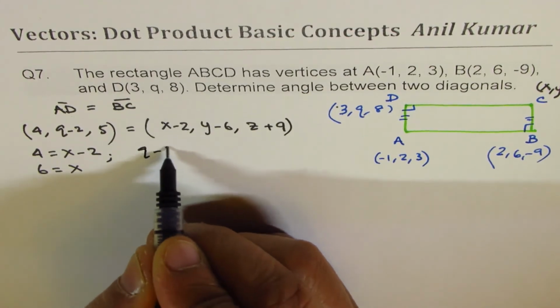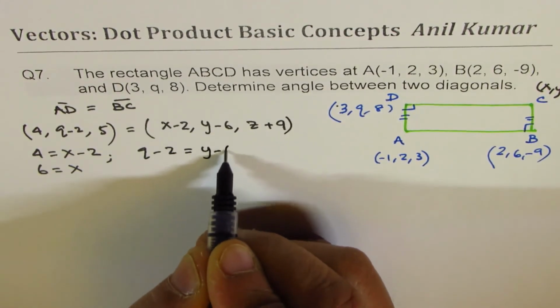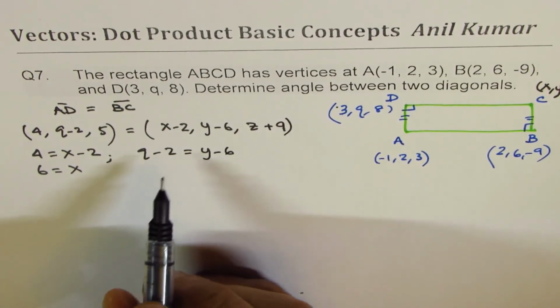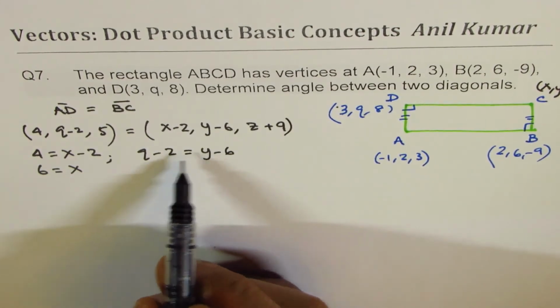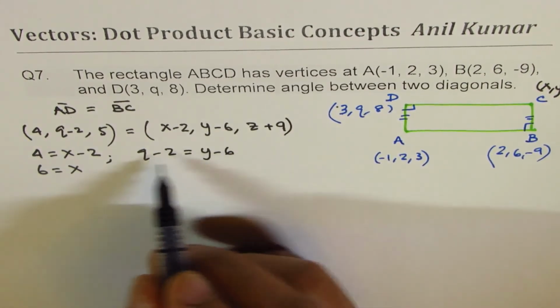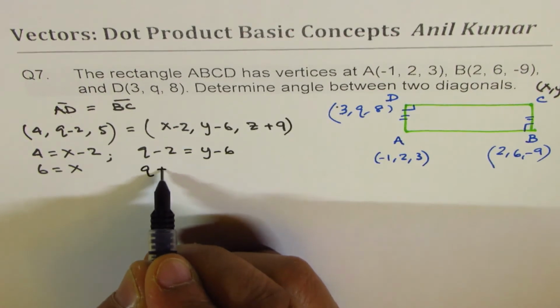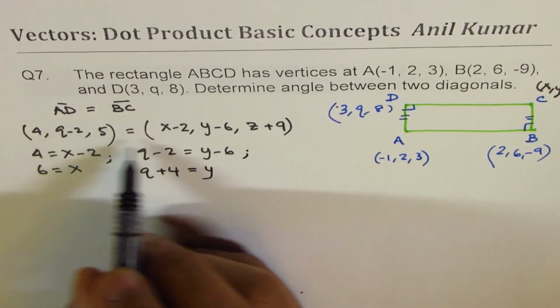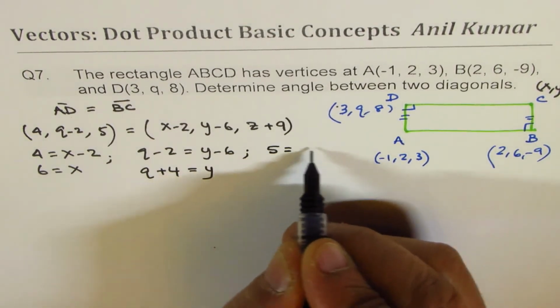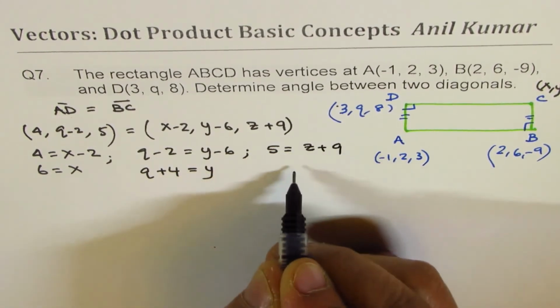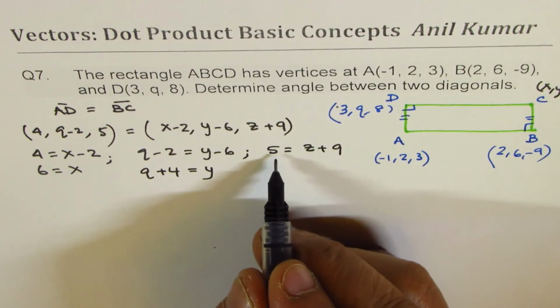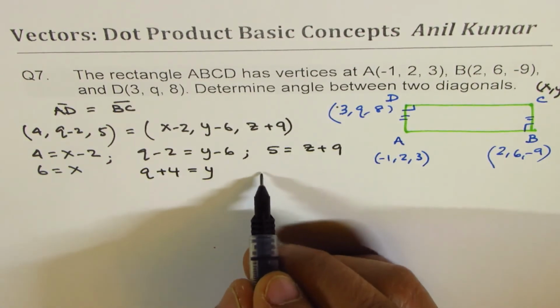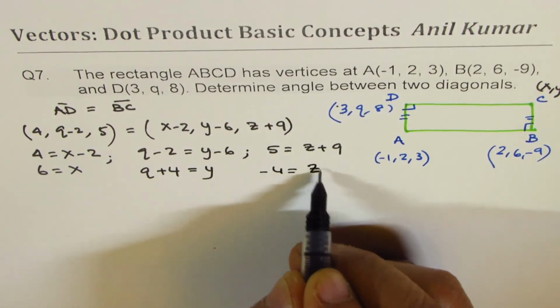Then we have q minus 2 equals y minus 6, so we actually get y in terms of q. Taking 6 to this side, we get q plus 4 equals y. The last one here is 5 equals z plus 9, or when you take away 9 from 5, you get minus 4 equals z.